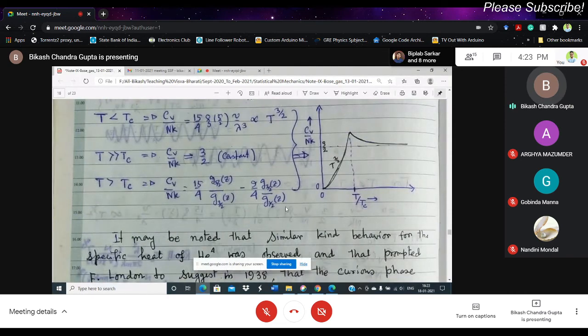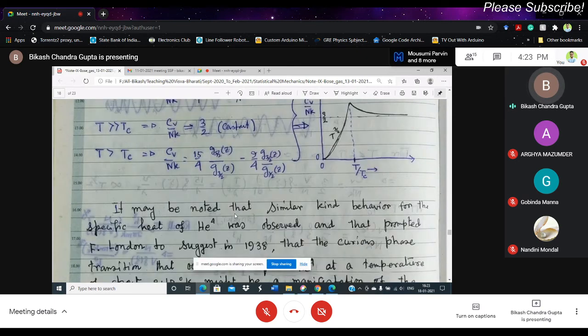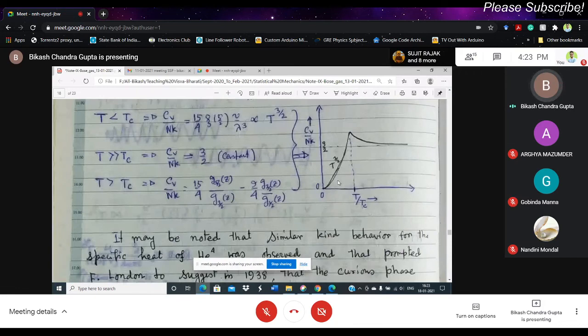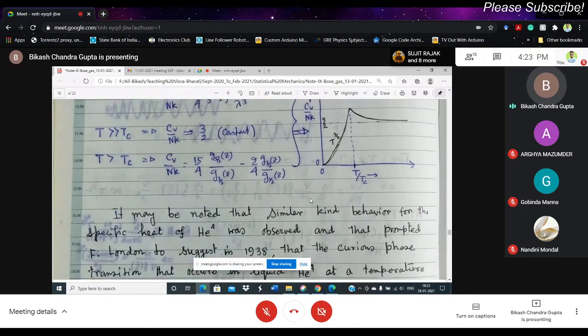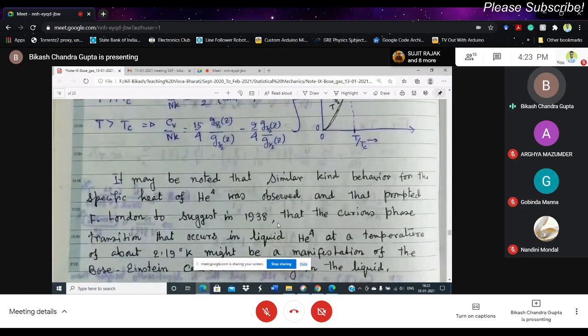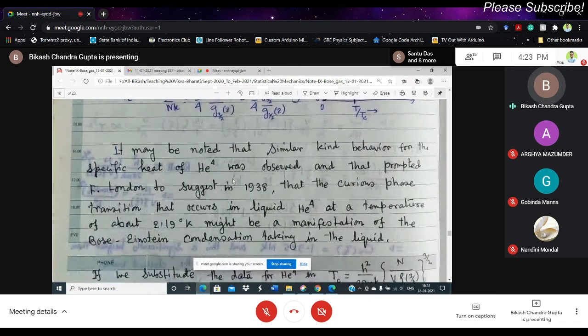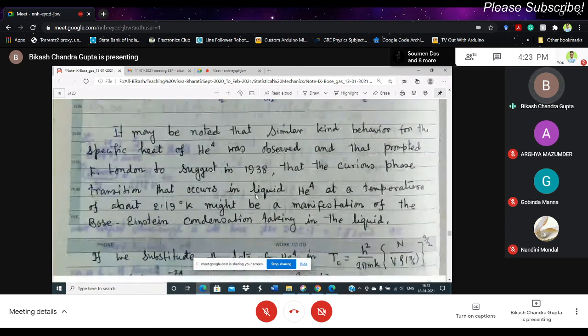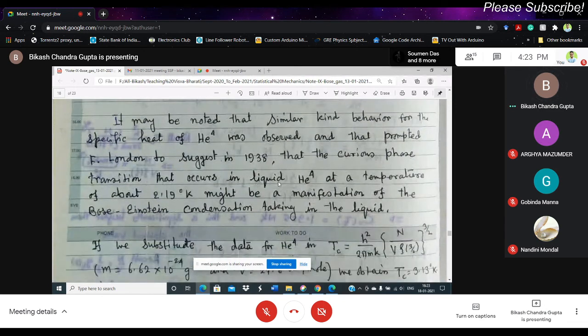Okay, and that is going to affect many things, even specific heat also, and then it is suspected that this kind of phase transition is taking place. And a similar kind of behavior, which is called the lambda transition actually, has been observed in the case of liquid helium-4. And then it was suspected that the same kind of phenomenon is going to work in the case of liquid helium-4.